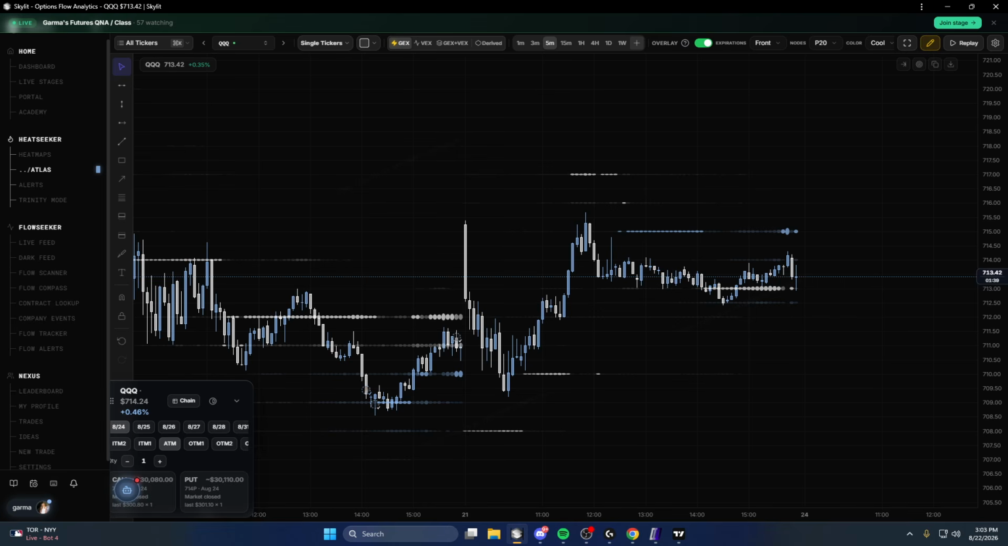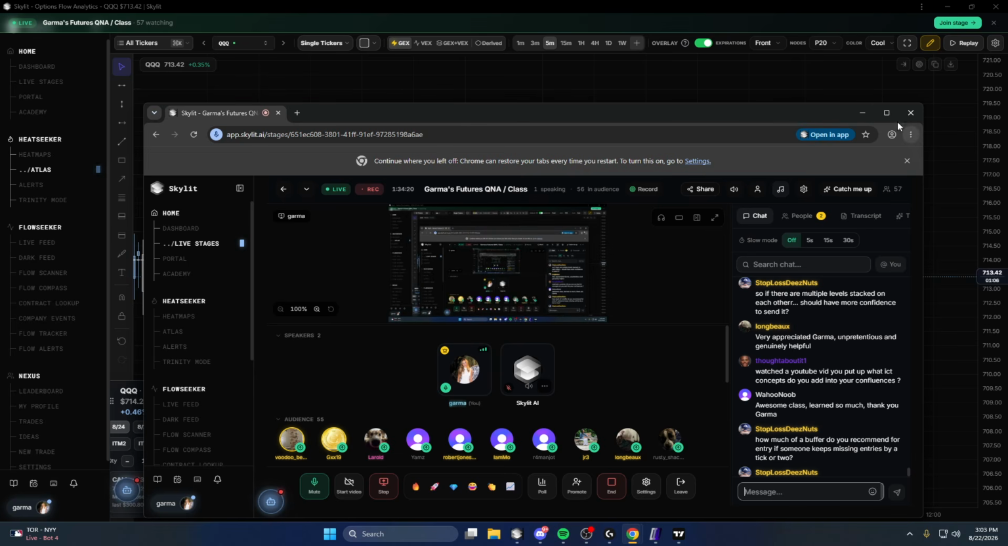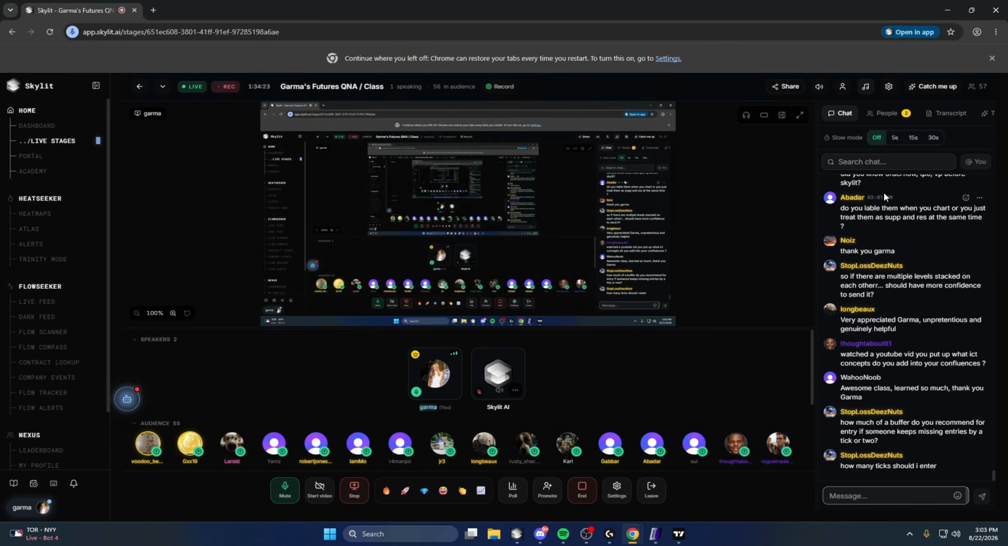How much of a buffer for an entry if someone keeps missing entries by a few ticks? What do you mean? How much of a stop, or a buffer on that eval or funded account? How many ticks? It really depends.